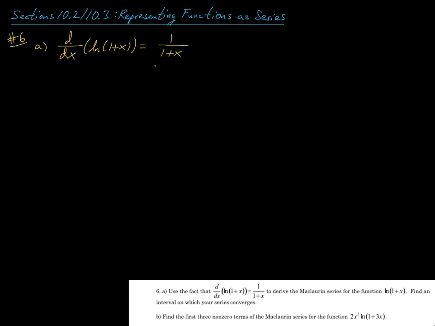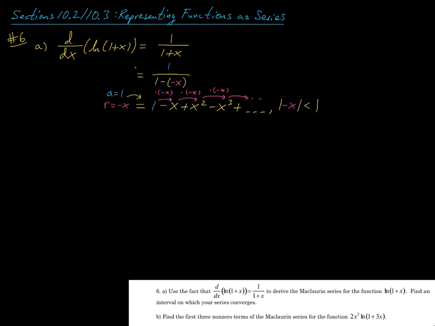Okay, so I can use our result on geometric series to expand this expression into a series. All right, so 1 over 1 plus x, well, that's 1 over 1 minus a negative x. So here I see that a is 1 and r is negative x. So expanding, I have the first term a is 1.